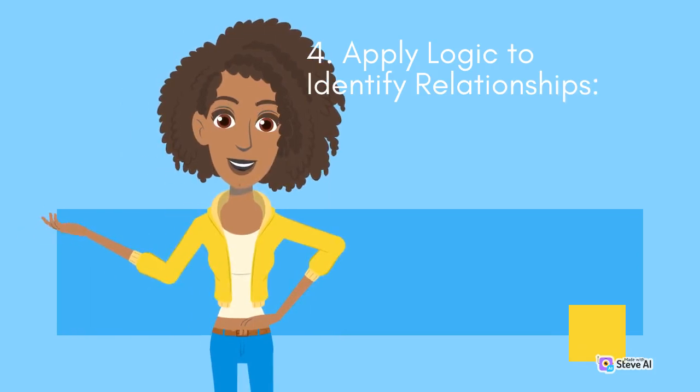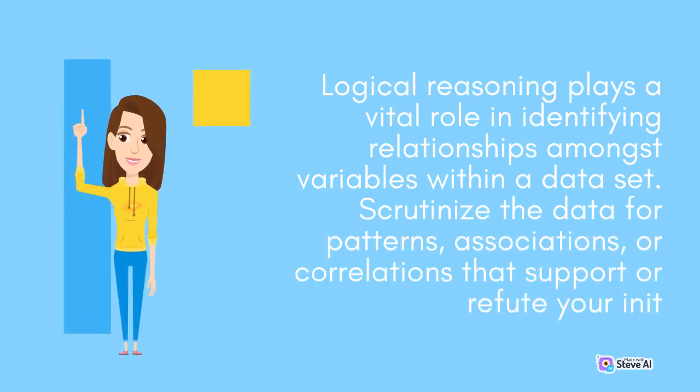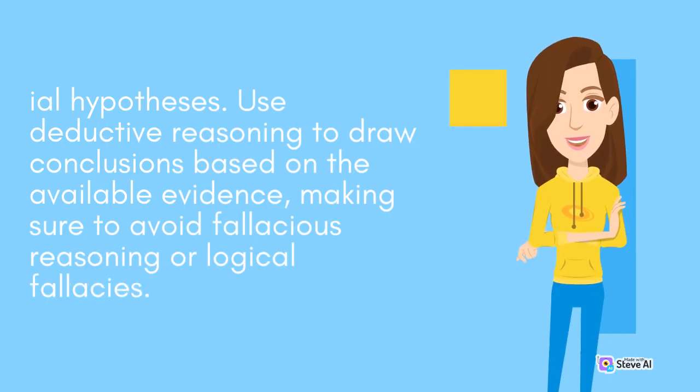4. Apply logic to identify relationships. Logical reasoning plays a vital role in identifying relationships amongst variables within a data set. Scrutinize the data for patterns, associations, or correlations that support or refute your initial hypotheses. Use deductive reasoning to draw conclusions based on the available evidence, making sure to avoid fallacious reasoning or logical fallacies.